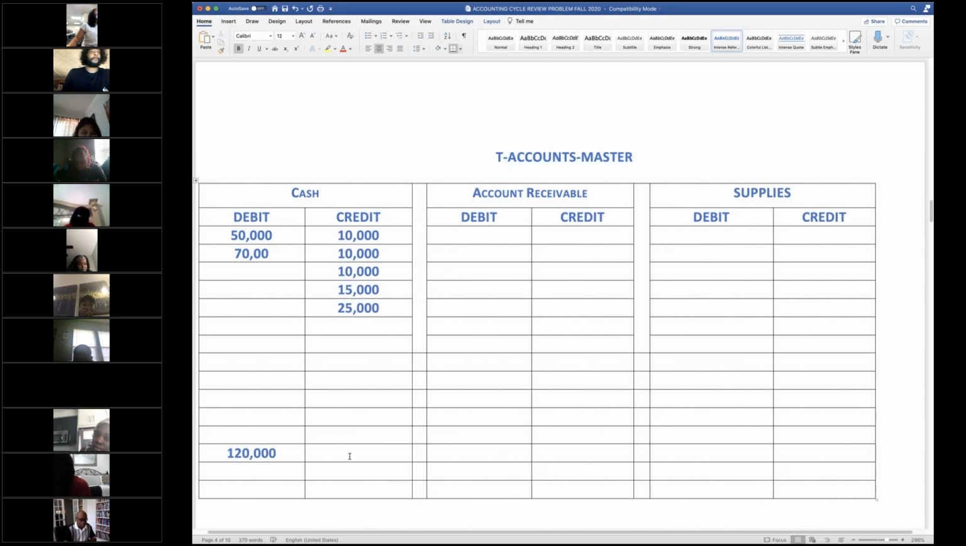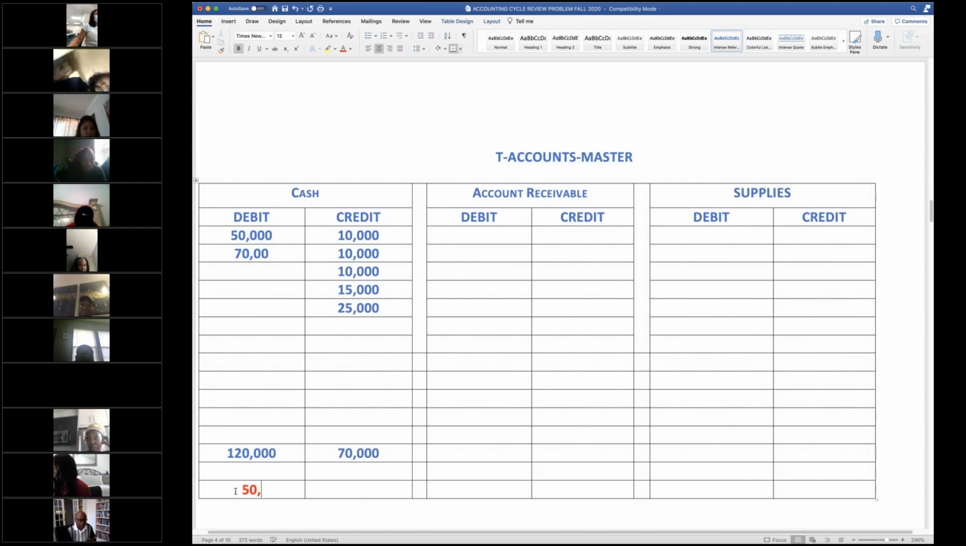Okay, so we add up all of these credits, how much do we get? So for cash on the debit side, one was 70,000, and one was 50,000, correct? 70,000 for credit. So the debits are 120, the credits 70. So what's the balance in this account? 50,000. Debit or credit? Debit, because the debit is bigger.